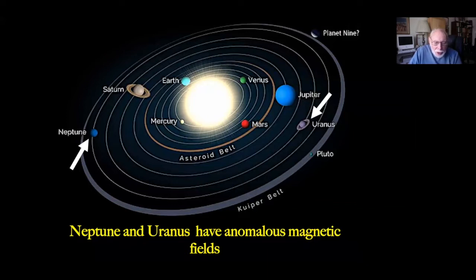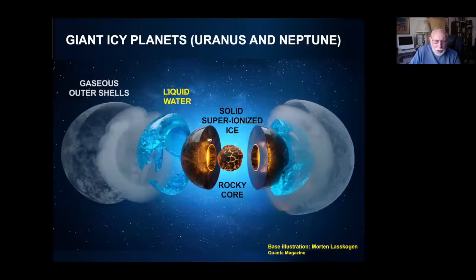The gaseous planets Neptune and Uranus have anomalous magnetic fields that have puzzled astronomers for some time. And it has been postulated that these two giant icy planets have cores formed by solid superionized ice 18 that sits around a rocky core, and that could explain the very peculiar magnetic properties of these two planets. And there is liquid water thought to be there, but it's buried well beneath the surface. There's nothing at the surface.